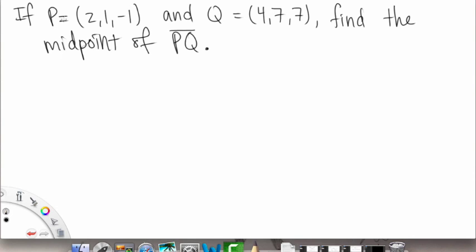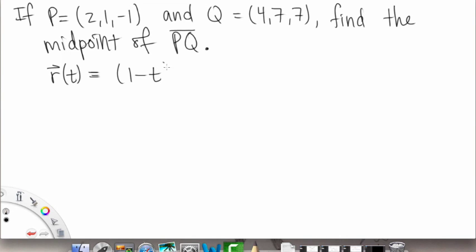Alrighty, so for this example, it says if P equals the point (2, 1, -1), and Q equals the point (4, 7, 7), find the midpoint of the segment PQ. Okay, so first of all, we have to recall how you parameterize a line when you're given that it passes through 2 points. This is the way to do so.